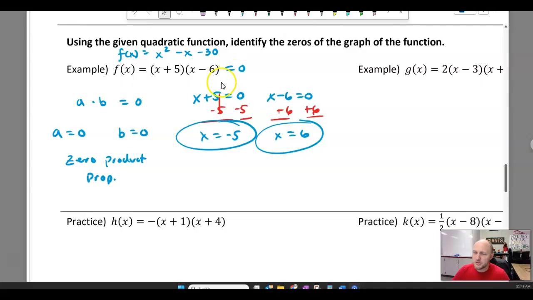Usually students catch on pretty quick that the opposite value of whatever you see is the zero. If I set this equal to 0, one zero is negative 5. Here, one zero is 6. It's always the opposite, like the h value. And hopefully you see almost that h component.